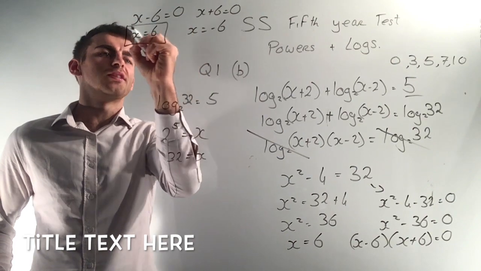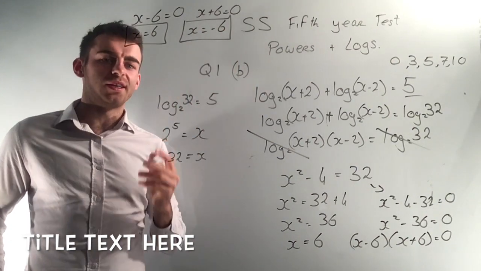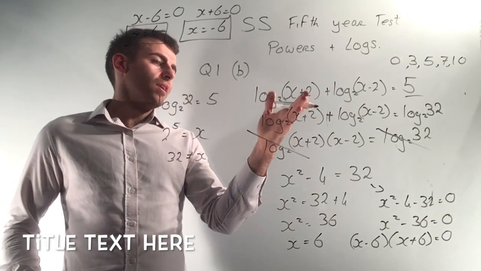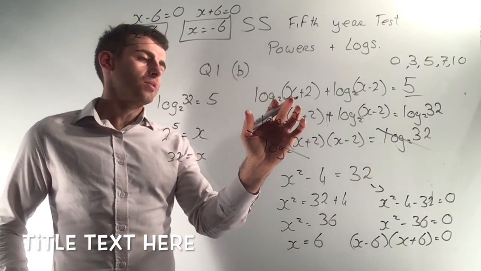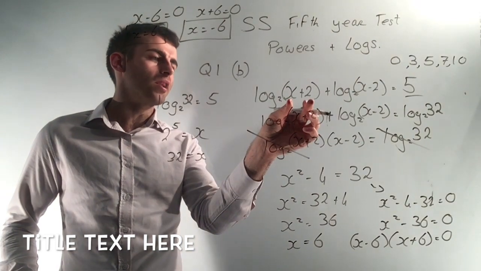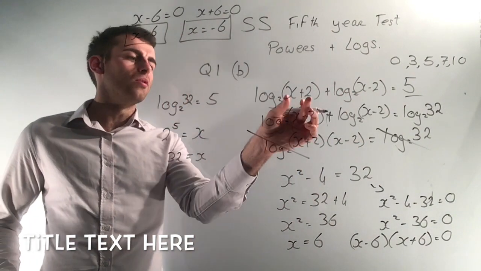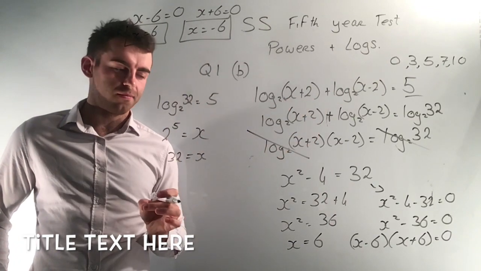So your two possibilities are x equals 6 or x equals minus 6. Now, in this scenario, clearly x can't be minus 6, because minus 6 plus 2 would be a minus 4, and minus 6 minus 2 would be a minus 8. And we know that this value here cannot be negative.